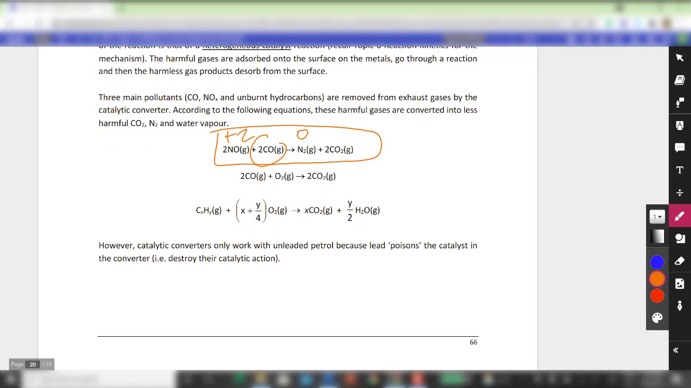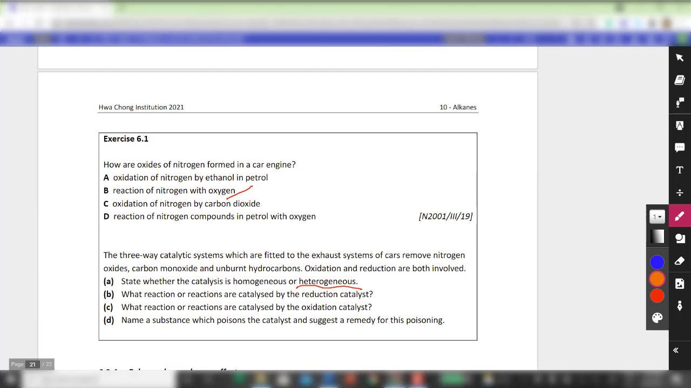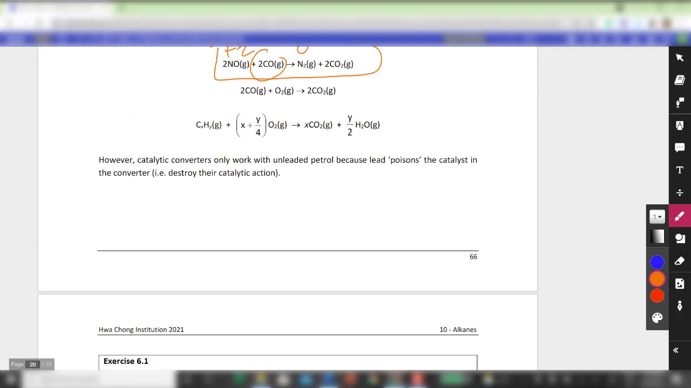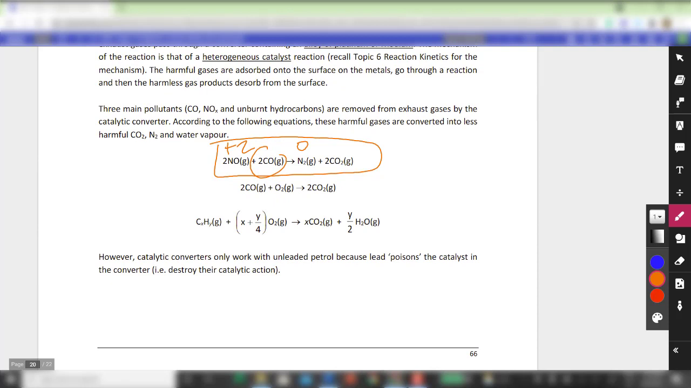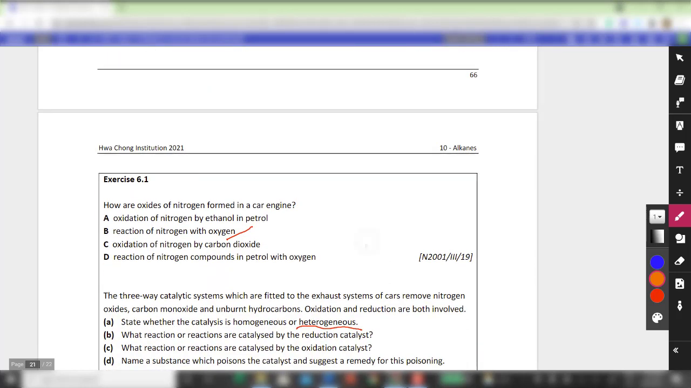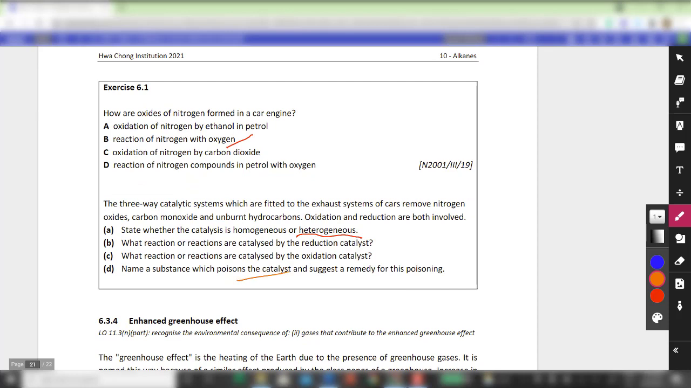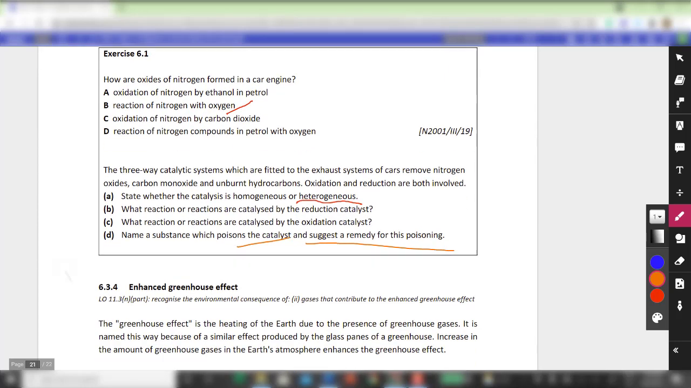And then which reactions are likely to be catalyzed by the oxidation catalyst? Your CO is being oxidized to CO2, so that's from +2 to +4. And then your hydrocarbon, usually the carbon oxidation state is below +4, so it's oxidized to +4 as well. So these two reactions are likely to be catalyzed by the oxidation catalyst. And then name a substance which poisons the catalyst. It's lead. The remedy is to use unleaded petrol. It's quite idiot-proof because it's all given above.